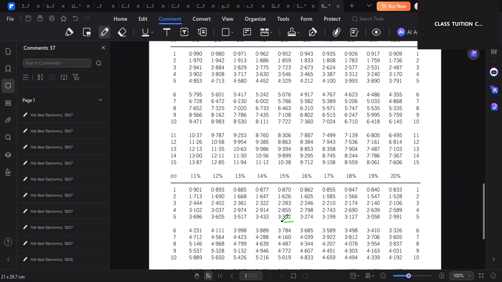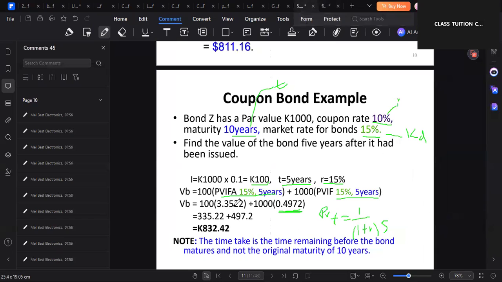So 3.352. So you go here, 3.352, which is this. You get it? Then you compute that. So this is how we calculate the value of the bond.